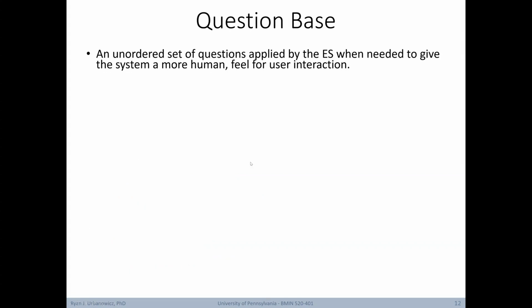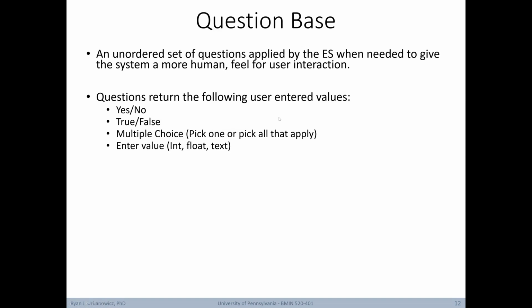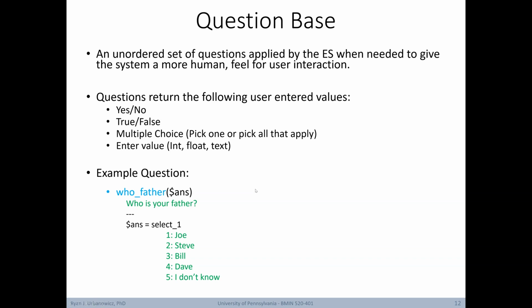Now let's look more closely at the question base. This is an unordered set of questions applied by the expert system when needed to give the system a more human feel for user interaction. Typically, questions return the following user-entered values, such as yes or no, true or false, multiple choice, where the user has to pick one or all that apply, or enter a value, and that value could be an integer, float, or a text. Here's an example of what a question might look like in an expert system.